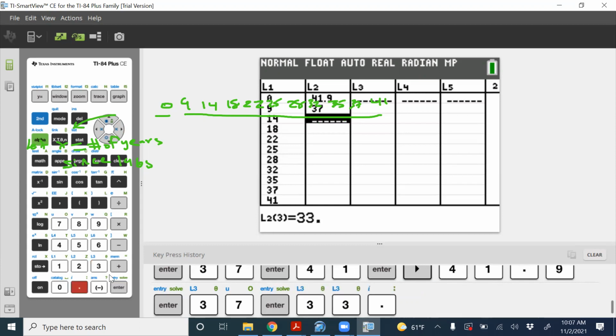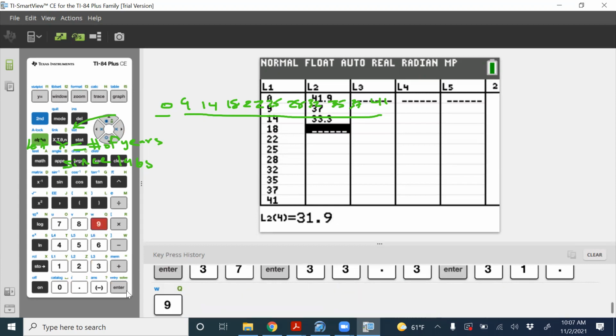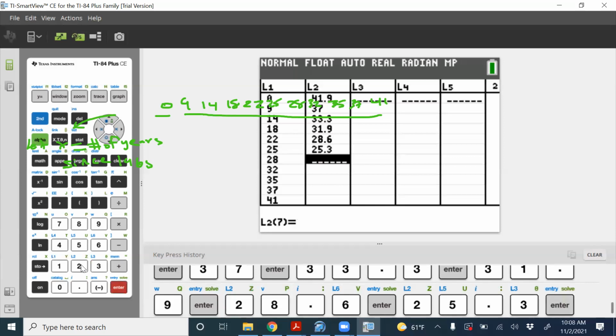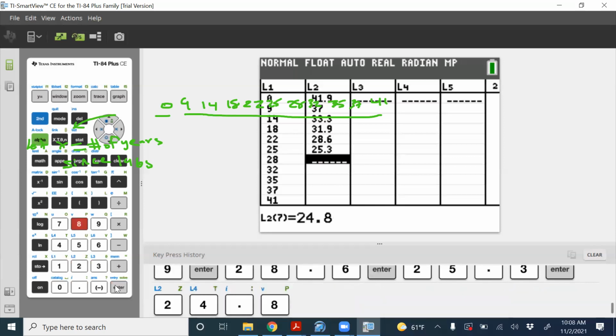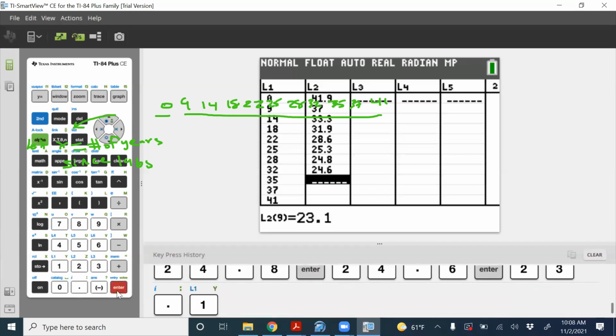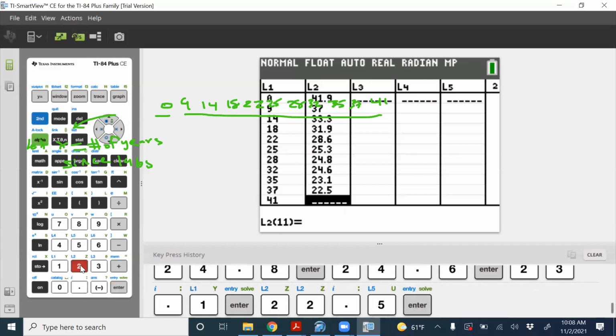I know it's very boring, but this is what you've got to do. Make sure you have a calculator on Thursday. I'll have some extra ones, but I'm not going to have enough for everybody. 28.6, and it's a little static, let me turn that down. 20.6, 25.3, 24.8, 24.6, 23.1, 22.5, and 20.8.